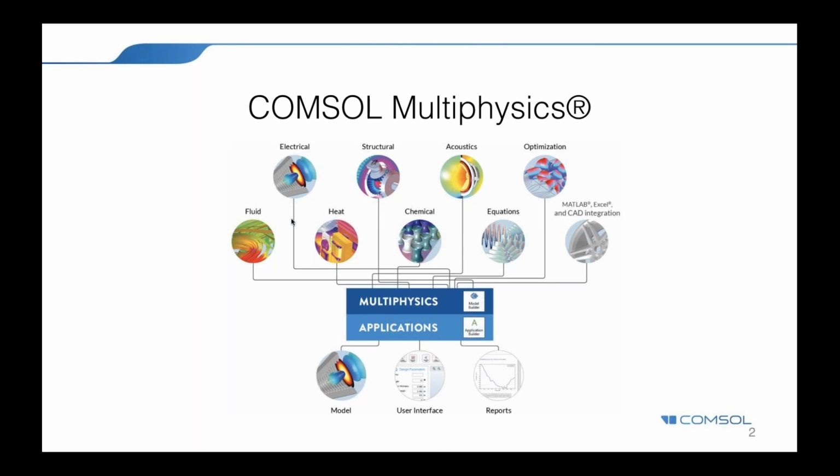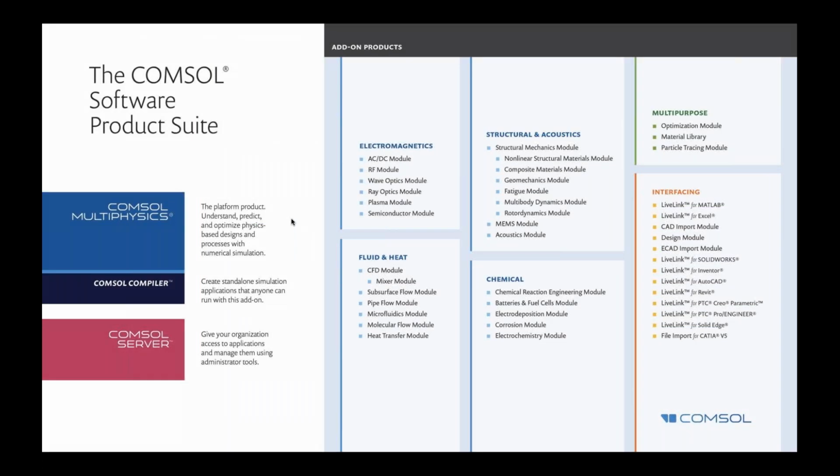This is our product suite. We have add-on products that can be combined with the COMSOL Multiphysics core package to enable simulation of specific physics phenomena across a range of application areas. These can all be combined with each other. We have modules for electrical, fluid, heat, mechanical, acoustics, and chemical simulations, as well as several multi-purpose modules and tools for interfacing with external software. COMSOL is very flexible. It contains many predefined physics interfaces, but also allows you to define your own custom physics and equations. And with the new product, the COMSOL Compiler, you can also create standalone applications.